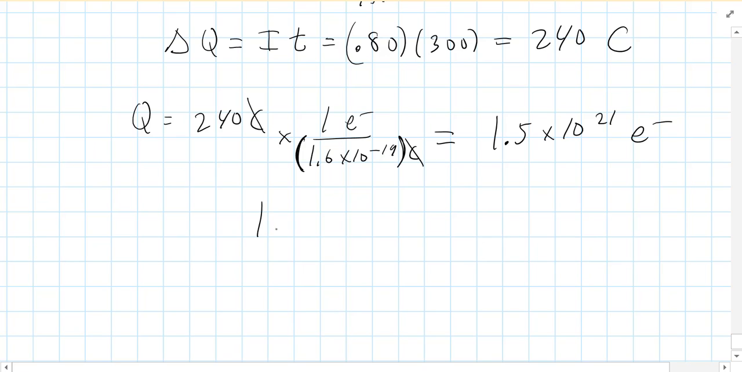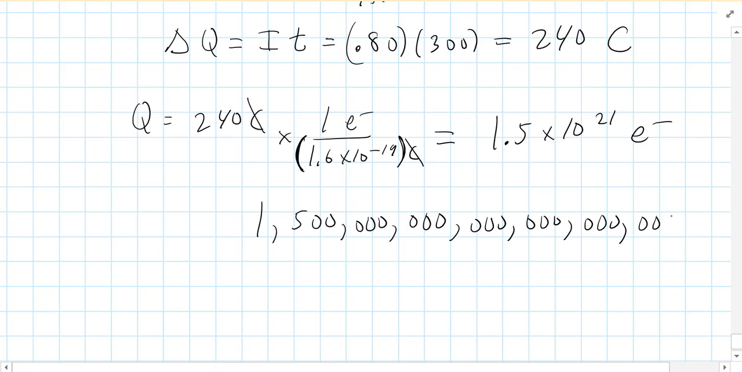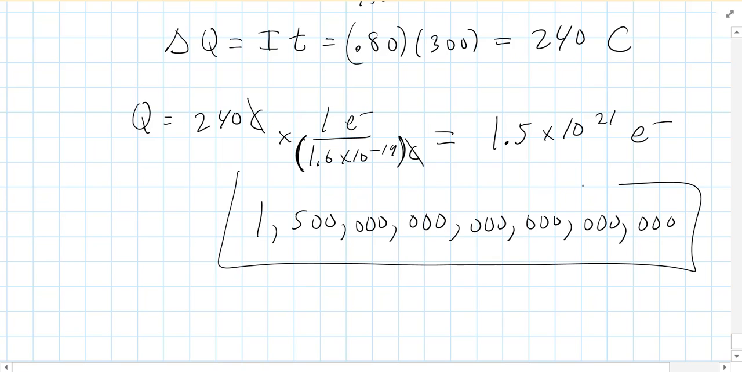So keep this in mind. Here's what that is: 1, 2, 3, 4, 5, 6, 7, 8, 9, 10, 11, 12, 13, 14, 15, 16, 17, 18, 19, 20, 21 digits. This is how many electrons flow through a light bulb in 5 minutes in your house. So we are talking about moving a lot of electrons around.